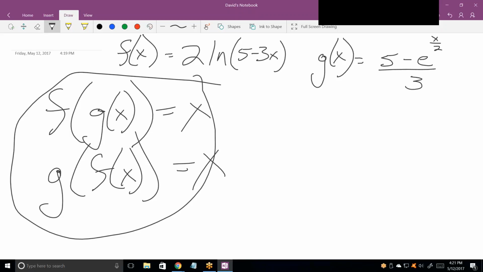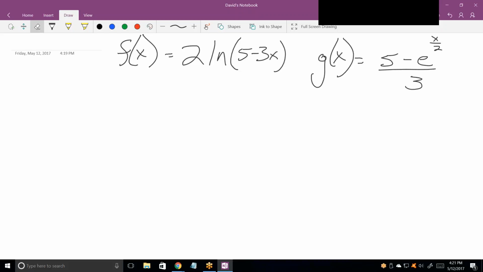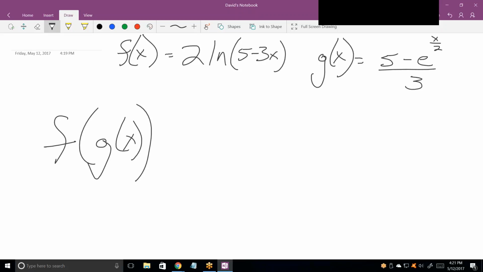So what we have to do to prove this relationship, that this is an inverse of that, is be able to figure out f of g of x. That's going to be the first thing. Now, if I told you, what is f of 1, what would you do? f of 1 equals 2 natural log, and then 5 minus 3. You'd replace all the x's with 1, right?